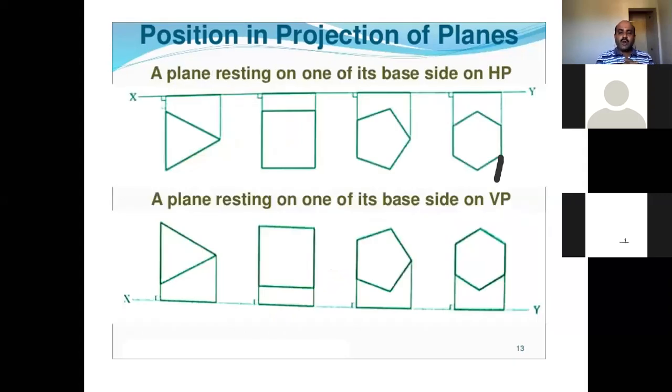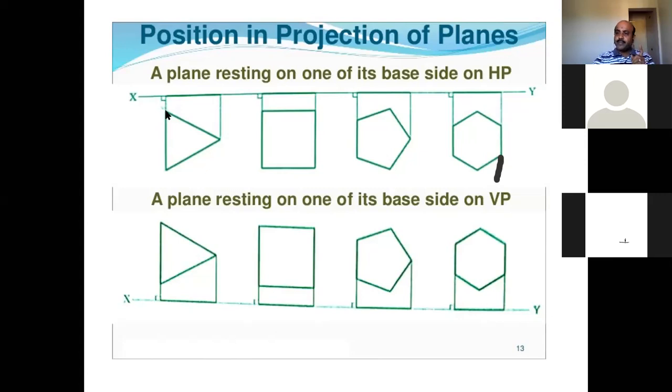So this is the position of a projection of planes. A plane resting on one of its base sides on HP, a plane resting on one of its base sides on VP. What I am talking about here is the projection of a plane, where this is the edge which will be resting on HP. See, the plane resting on one of its base sides on HP. Base sides means base side or edge, anything you can take it as.